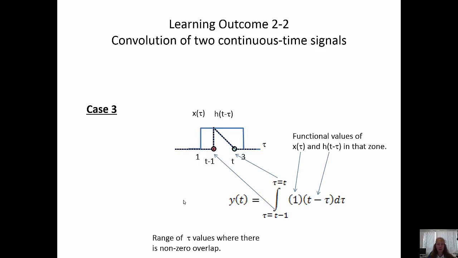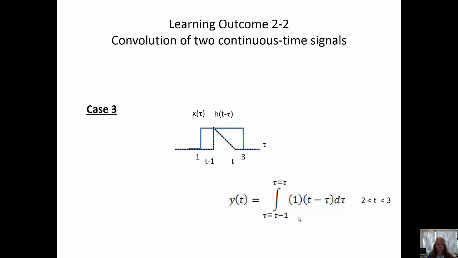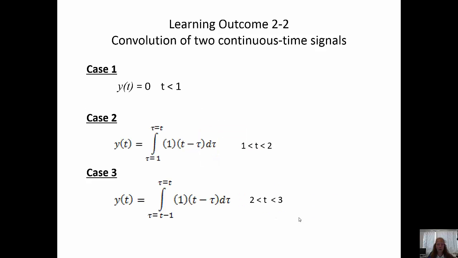Our convolution integral, range of limits of integration, is where both of them overlap with non-zero values, and that's in that middle region between t minus 1 and t. Those become the limits of integration. Our functional values, our x of tau is 1, h of t minus tau is t minus tau, so our y of t is the integral from tau equals t minus 1 to tau equals t of 1 times t minus tau. Again, you should be able to integrate and evaluate this integral. And our answer to this point shows all three cases with our y of t's and our range of values in which they're valid.